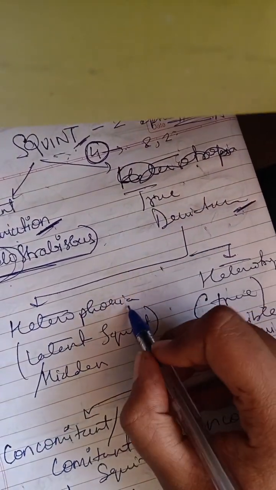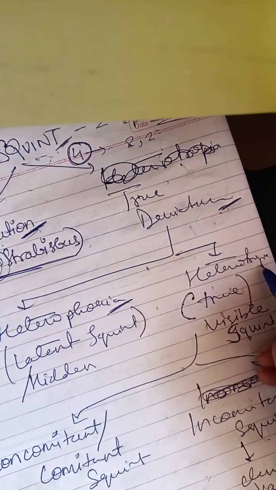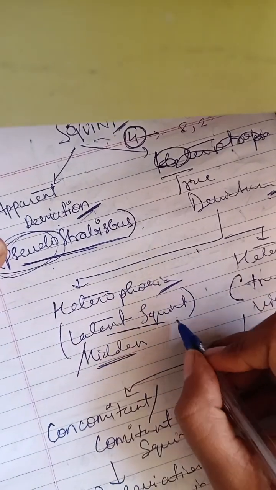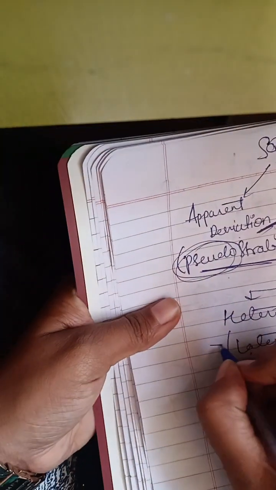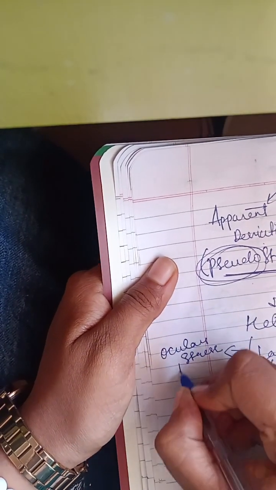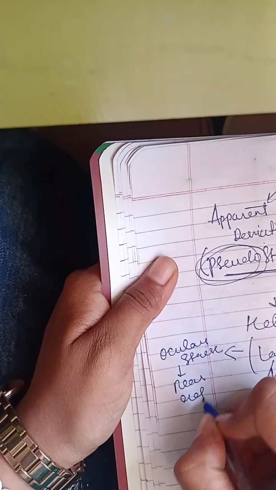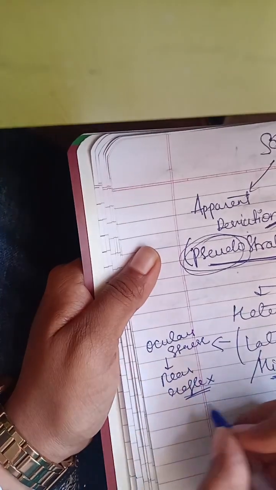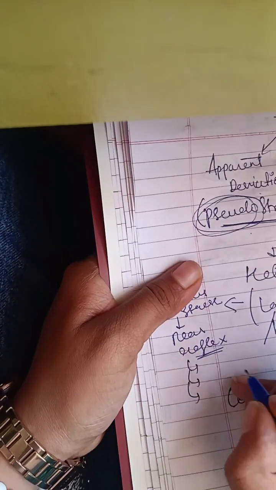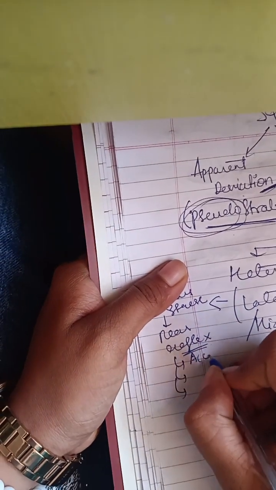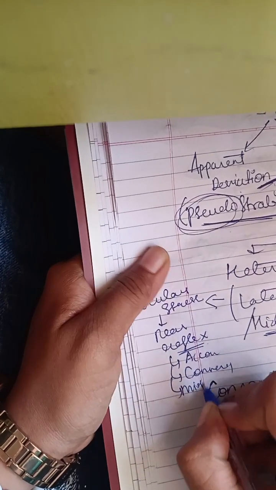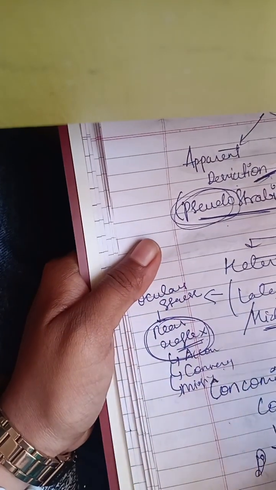Then there can be true deviation. Under true deviation we have your heterophoria and heterotropia. So heterophoria means latent or hidden squint. So squint is there but it is not visible. When will squint be visible? When there is some sort of ocular stress. And what is basically ocular stress? Your near reflex. We know that in near vision we require 3 things: first is your accommodation, then second is your convergence, and third is your miosis. So these all constitute your near reflex or near vision.